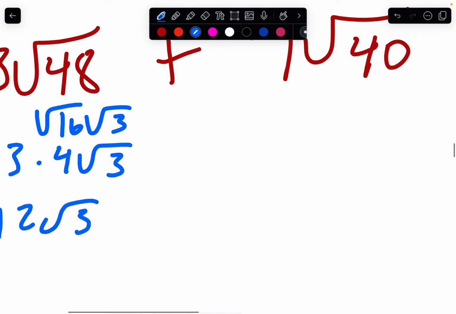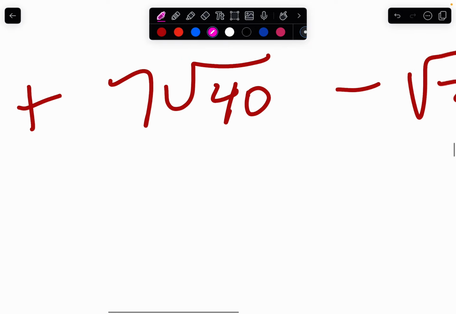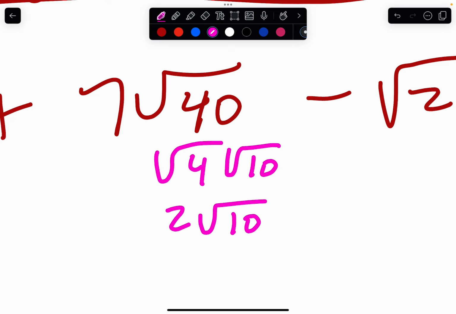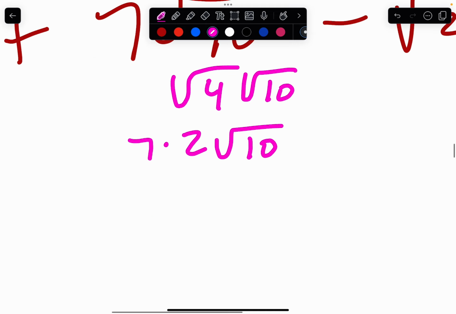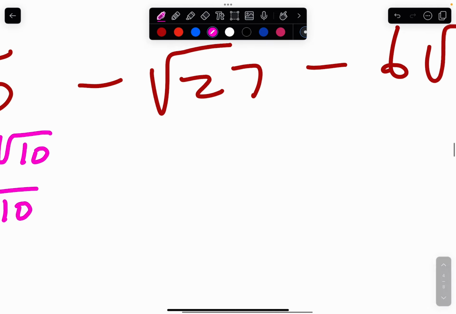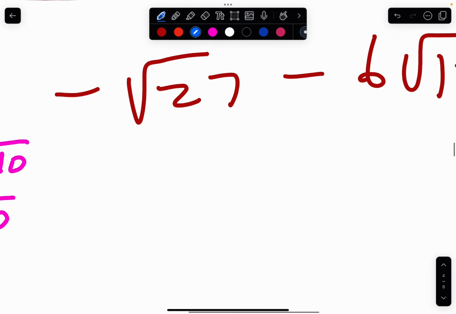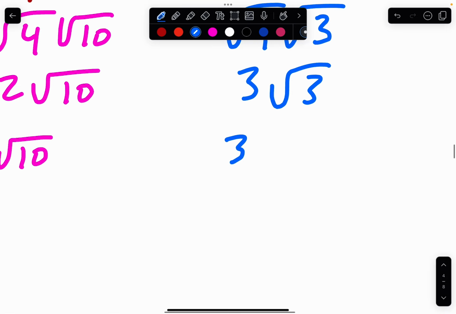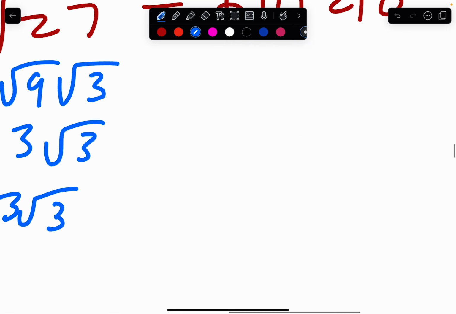Nailed it. Next one is the square root of 40. That's the square root of 4 times the square root of 10. That's whole number 2 times 10, but there was already a 7 in front. So that's going to be 14 root 10. The next one's the square root of 27. That is the square root of 9 times the square root of 3. Why'd I pick 9? Square root of 9 is whole number 3, so that's just 3 root 3. There's nothing else to do to that.